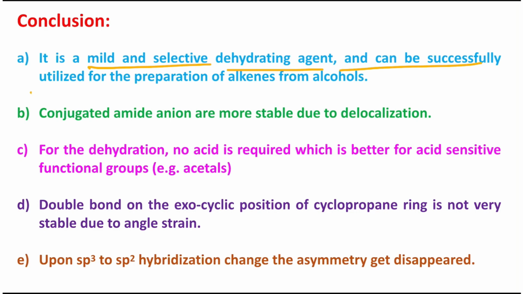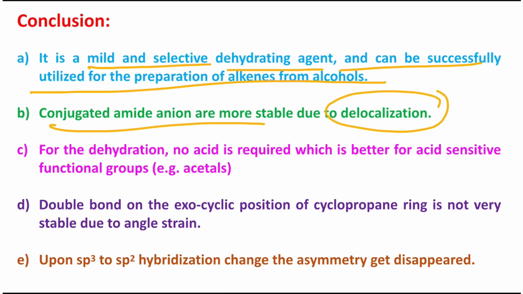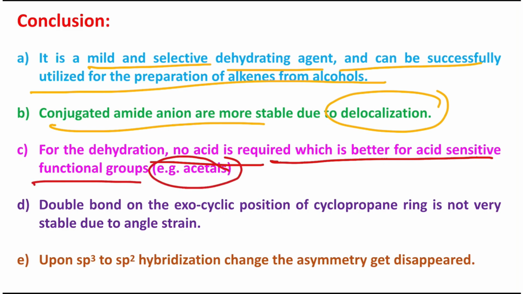It can be successfully utilized for the preparation of alkene from alcohol, and the conjugate amide anion, meaning the negative charge on nitrogen which abstracted the proton and resulted in alkene, gets more stabilized due to double delocalization, one with the carbonyl and two with the sulfur oxygen double bonds. For this dehydration reaction no acid is required, which is better for acid sensitive functional groups like acetal, and that's why you have seen that after the first step the acetal remained intact, and in the second step we selectively deprotected the acetal, or here you should call it ketal.